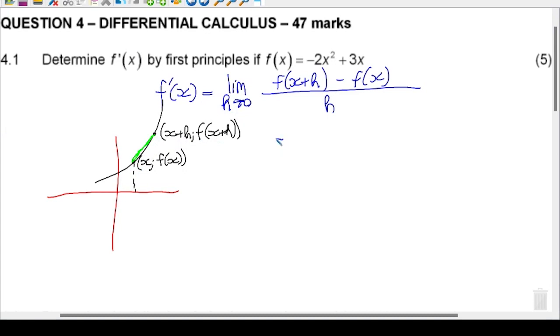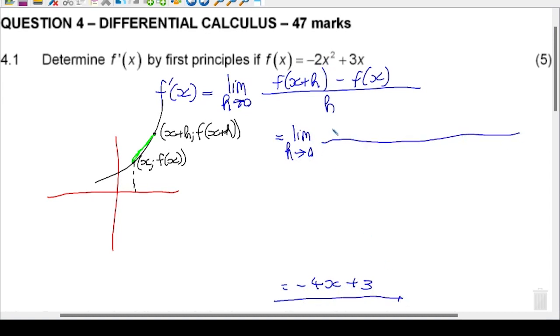Now, we obviously want h to be tiny in order to get the most accurate answer for the gradient at x. Okay, remember, before we even start a first principles question, we know the answer. We know, using our quick rules, that the derivative of minus 2x squared plus 3x is minus 4x plus 3. That's where we've got to end up. Right, so now for each of the x's, we're going to put in x plus h, and then we're going to subtract our function, just our function f of x.